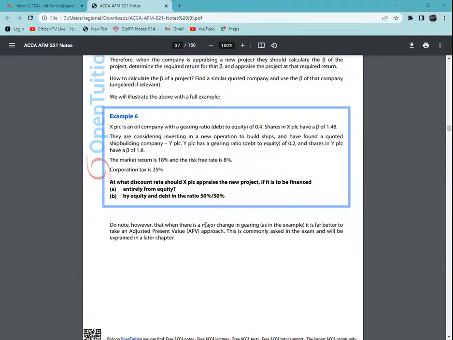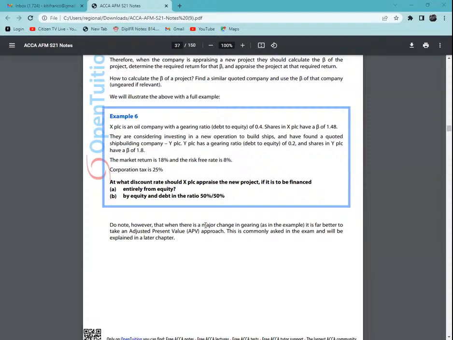Shares of this XPLC have a beta of 1.48. So the beta of this own company, 1.48, is irrelevant. They're considering investing in a new operation to build ships and have found a quoted shipping company, YPLC. This shipping company, YPLC, has a gearing ratio of 0.2, and the shares in YPLC have a beta of 1.8. Now tell me, this beta of 1.8, how do you understand it?